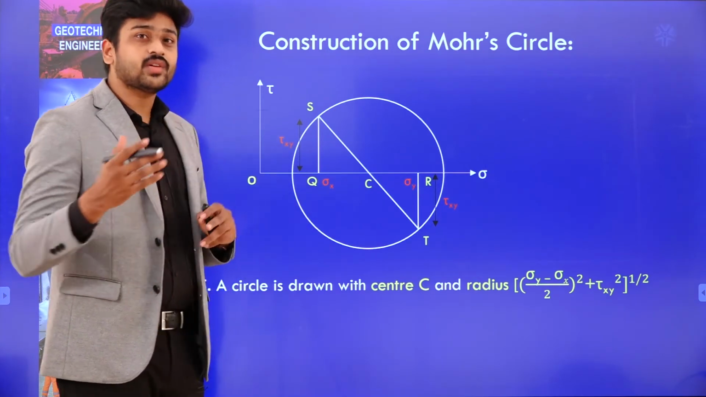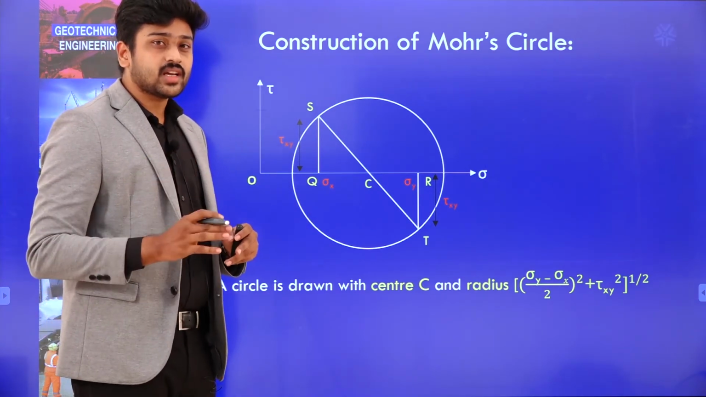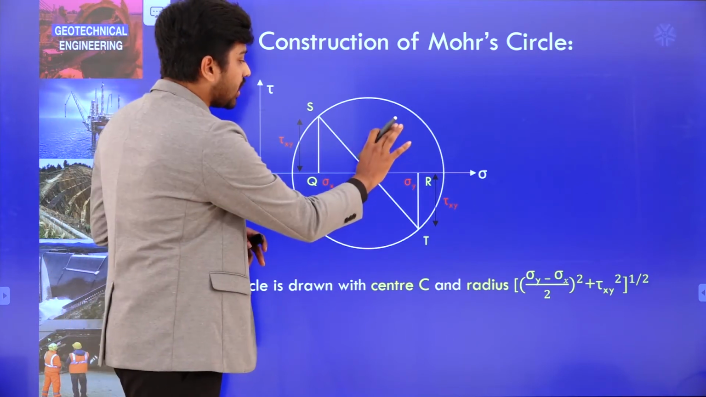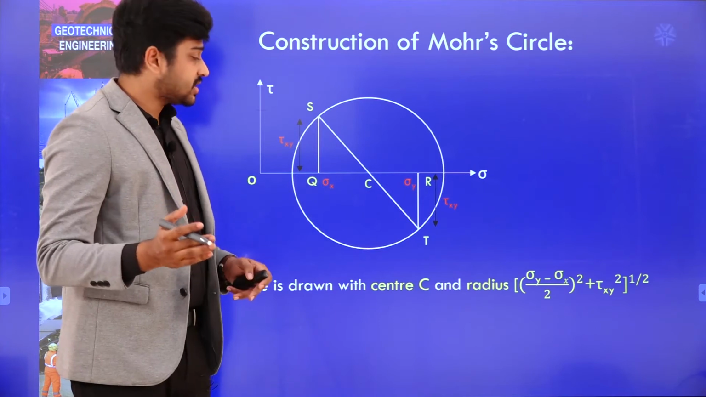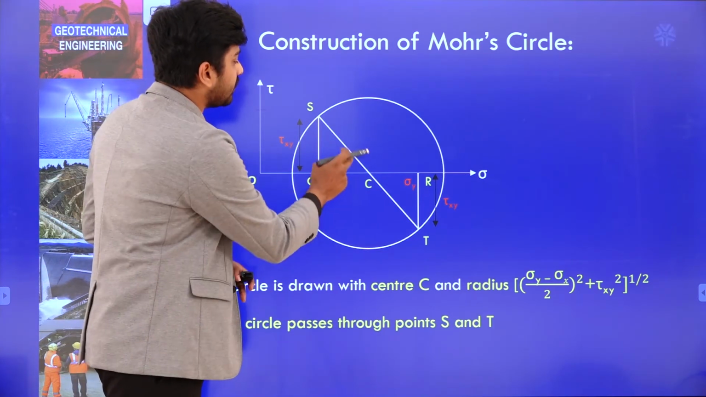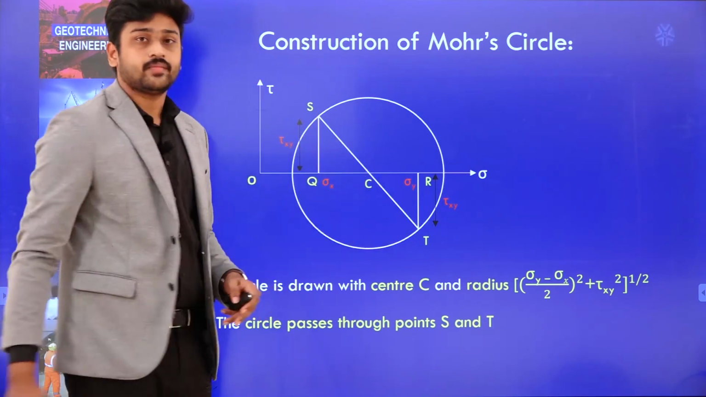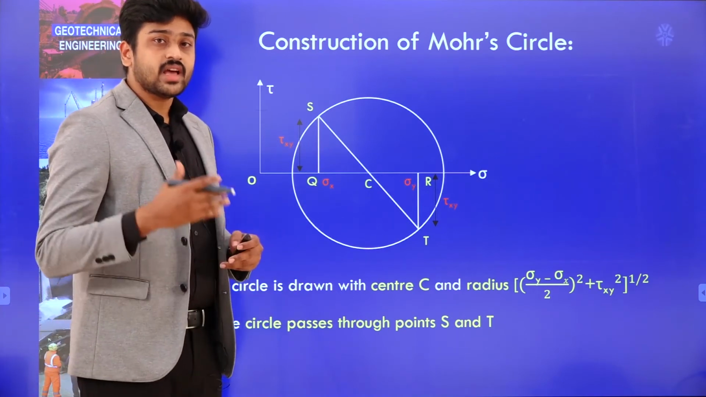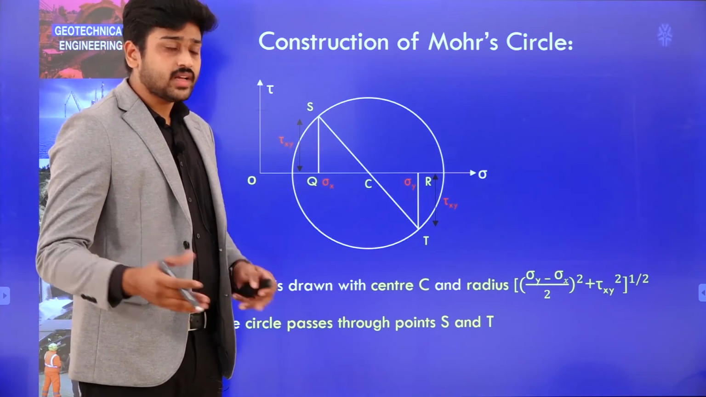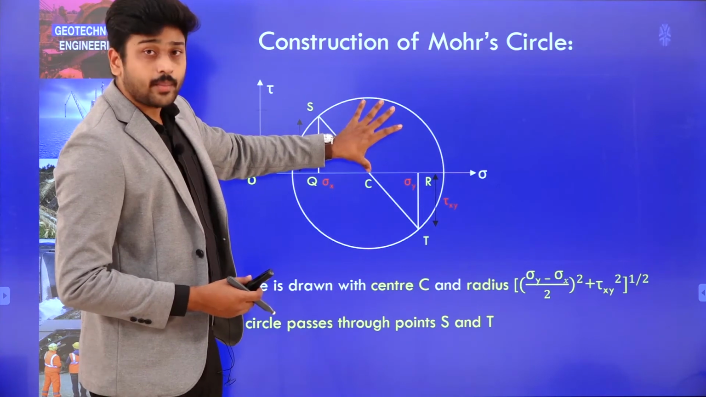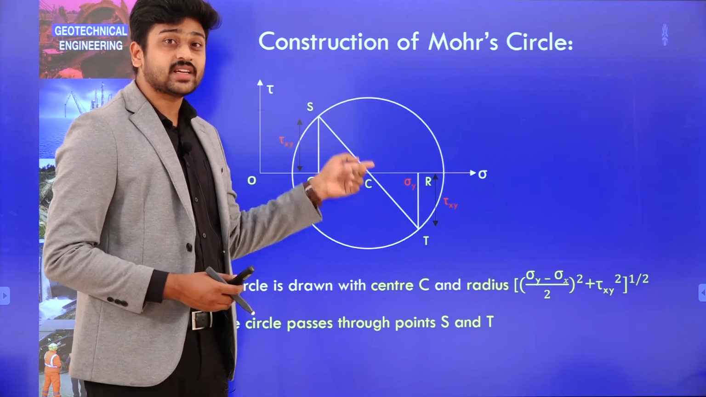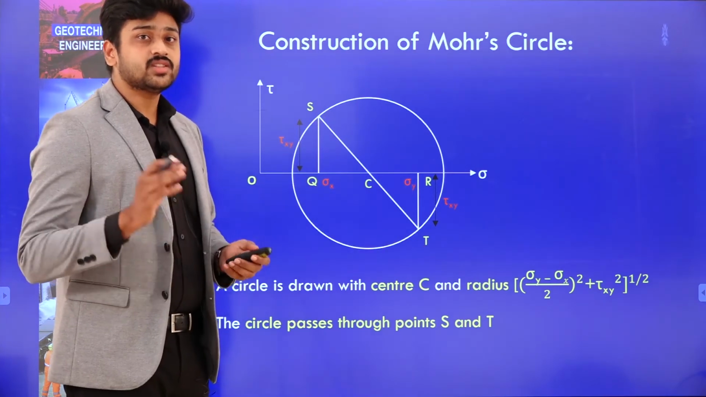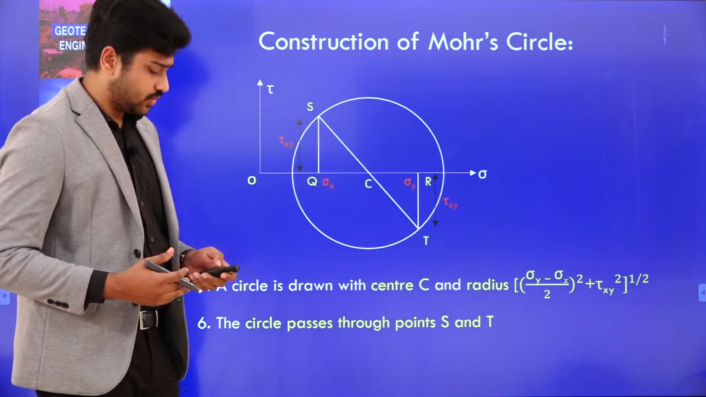One thing you can cross-check is that if you use the analytical radius you obtained, place your compass with C as the center and draw the circle, then you can clearly observe that the circle will intersect at S and T. This is a check that you can carry out.